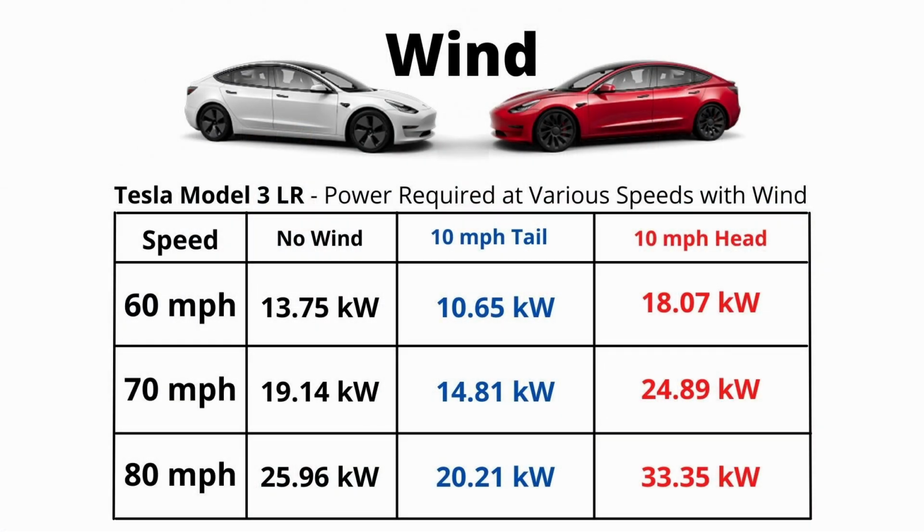Instead of walking through a ton of examples, I did all the math for you. So you can see this nice clean chart here. We have the speeds 60 miles an hour, 70 miles an hour, and 80 miles an hour. And from left to right, we have no wind, 10 mile an hour tailwind, and a 10 mile an hour headwind. It's pretty amazing how just a 10 mile an hour wind can shift power required by literally 20 to 30%. And this factor is actually squared. So if you add 20 miles an hour of wind or you remove 20 miles an hour of wind, the power required is going to change even more.